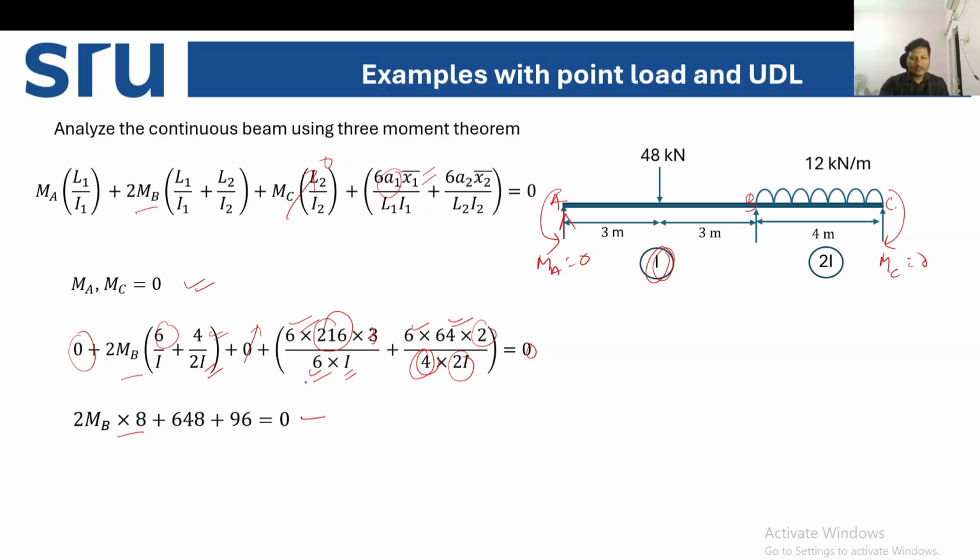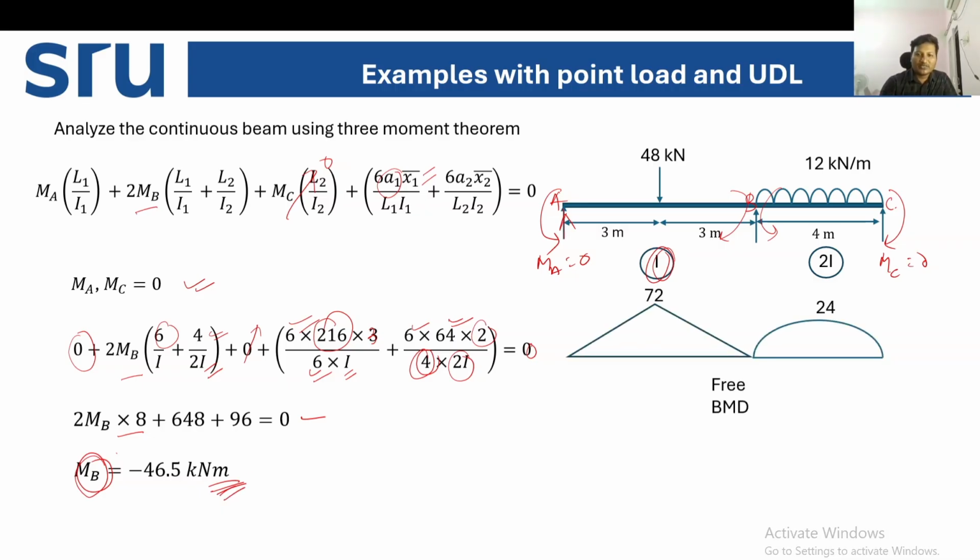is equal to 0. So from here we can calculate MB is equal to minus 46.5 kilonewton meter. So MB is nothing but your intermediate support. As I told you before, your intermediate support is always a negative moment. So it is minus 46.5 kilonewton meter we have calculated from these equations.